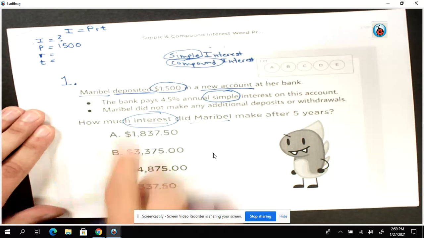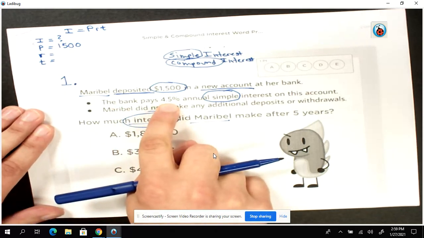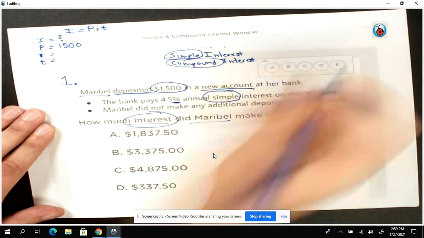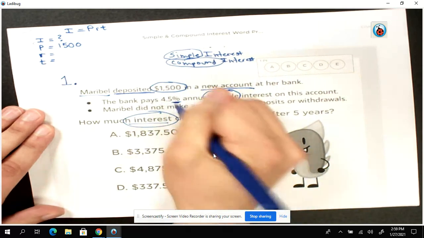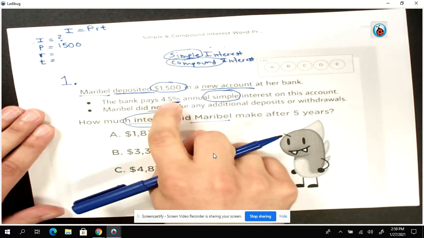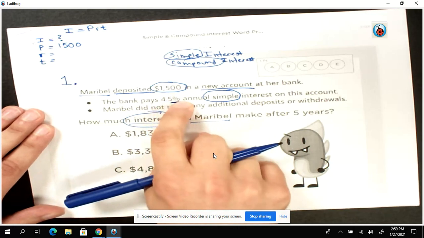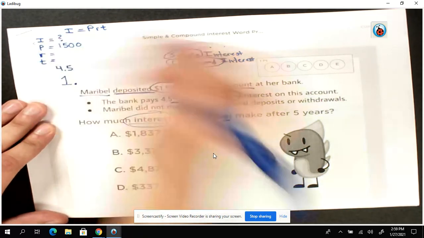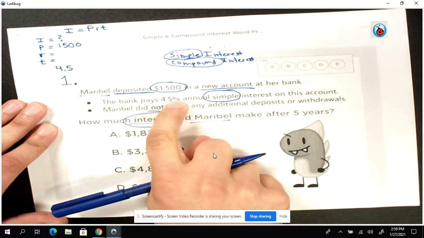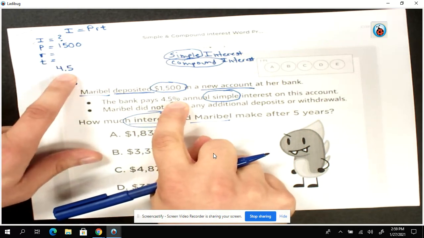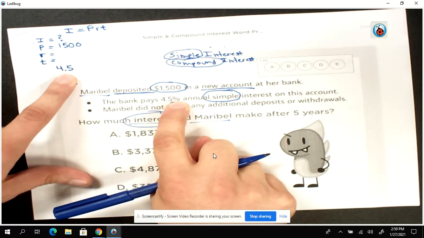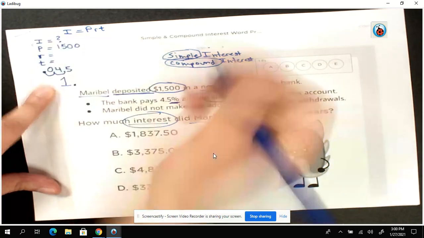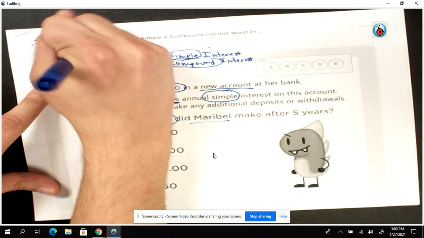Rate. The bank pays 4.5%. Whichever number has the percent symbol, or it might say percent, though I think in most cases it'll just have the percent symbol, that's the number you're going to use for R. R is always the number with the percent. Now, you're not going to just write in 4.5. Remember, whenever you see that percent sign, you have to move the decimal point over. Even though there already is a decimal, it's still in percent form. You have to move it over 2 times. So we move it over 1, 2, and we get 0.045. So 0.045 is going to be the R.